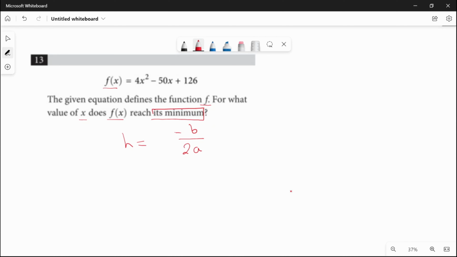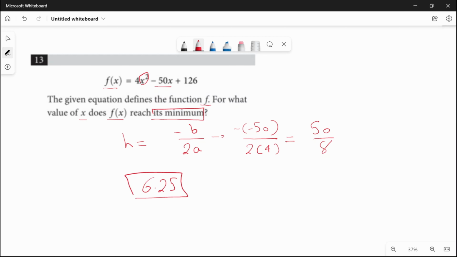b corresponds to the coefficient of x, which is equal to negative 50. So we will have negative times negative 50. And a corresponds to the coefficient of x to the power of 2, which is 4. So we'll have 2 times 4. And that will equal 50 divided by 8. And 50 divided by 8 is equal to 6.25. So the answer for this question is 6.25.